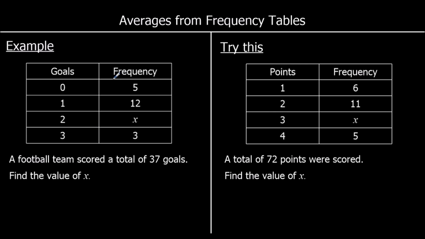So we can add up how many goals we've got so far. So 5 zeros, times across the table, 5 times 0 is 0. 12 times 1, 12 lots of 1 is 12. We don't know the frequency for the 2 goals, so we'll leave that. And 3 threes are 9. So how many goals do we have so far? 0 plus 12 plus 9 is 21 goals.